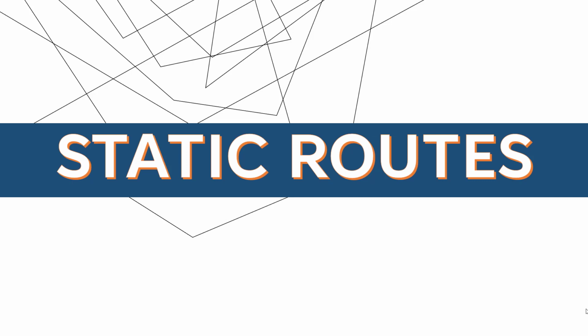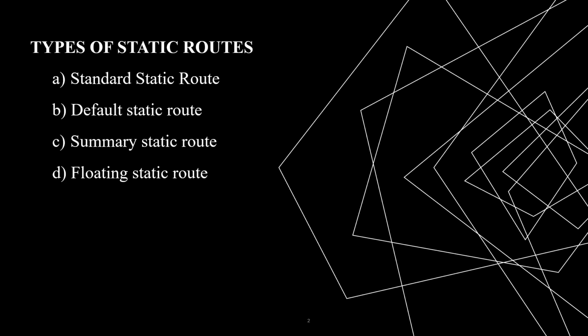In this video, we are going to discuss static routes, a very important topic as far as routing is concerned. If you are talking about routing, static routes play a very important role. We will discuss what a static route is, and then the types of static routes available. There are four different types, and we are going to configure the static routes in Packet Tracer. The four types are standard static route, default static route, summary static route, and floating static route.